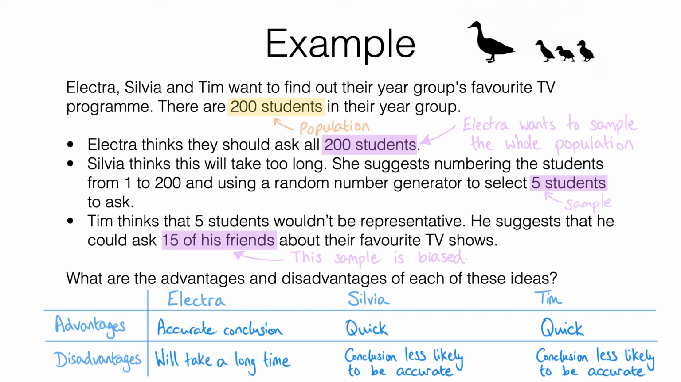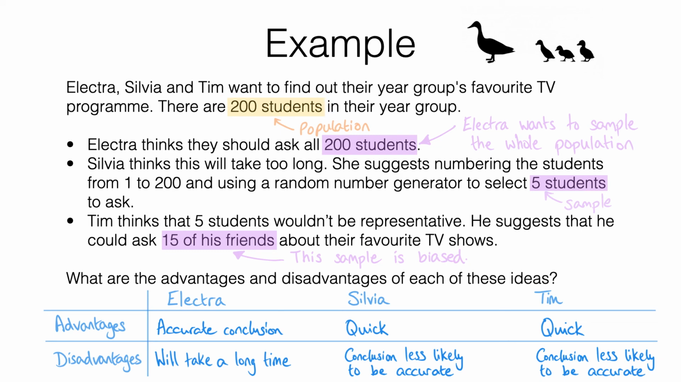Sylvia has a sensible idea. She wants to select a small sample and she wants to select them at random using a random number generator. So this means that it's less likely she will end up with a biased sample. The only problem with hers is that her sample is too small, which means it's generally quite unlikely that she'll get the correct conclusion about what the population's favourite TV show really is. But if she asked something like 20 or 30 or 40 or even 50, then she's much more likely to get the correct conclusion. And that's still a lot quicker than asking all 200 in the population.